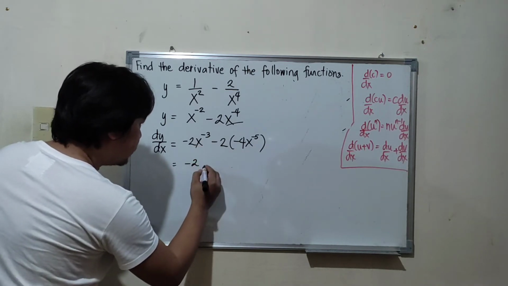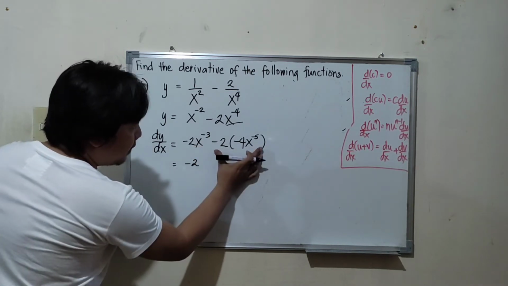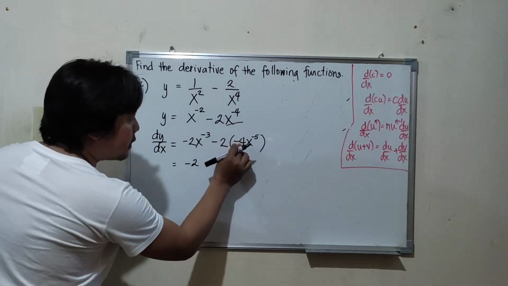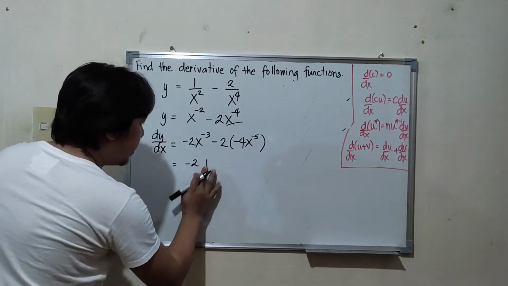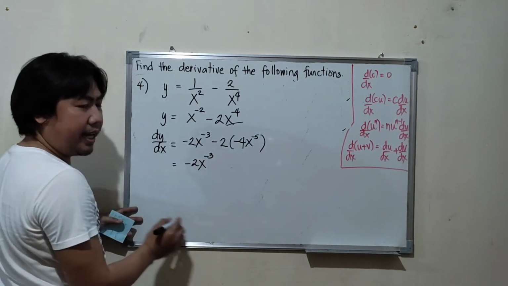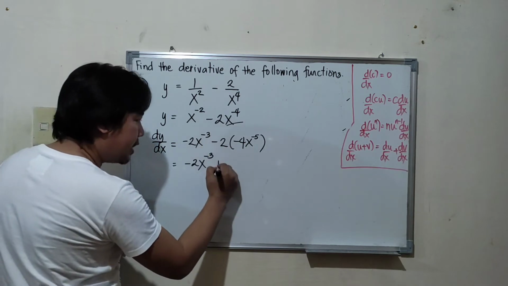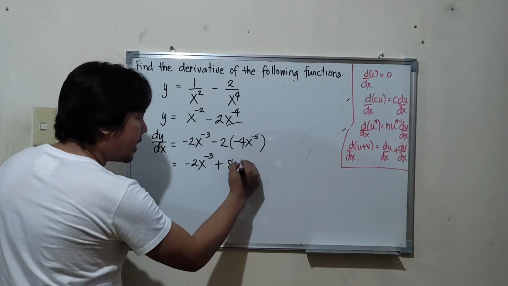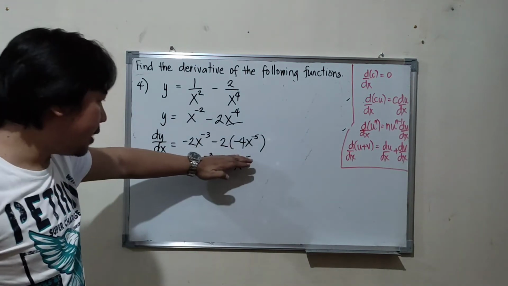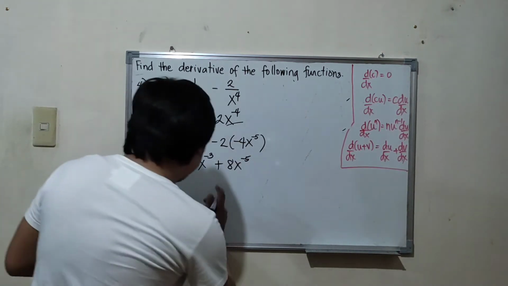Negative 2, simplify muna natin to, tsaka na natin ibaba, para magkasabay na. So negative 2 times negative 4, sulat pa naman natin dito, nakalimutan. Negative 2x raised to negative 3. Negative 2 times negative 4 is positive 8. Then we have x raised to negative 5. Then let us put the negative exponent below.